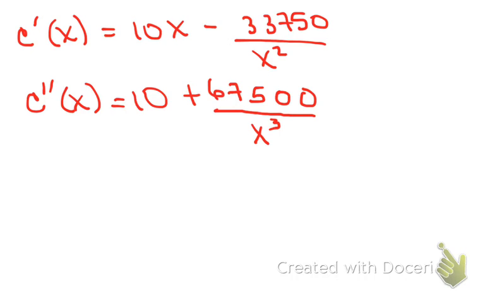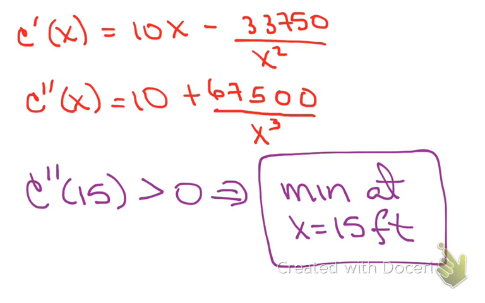So I've got the second derivative, and so using the second derivative test, I need to plug my critical value into that second derivative. When I do, it is clear that c double prime of 15 is greater than 0 because 10 is positive and 67,500 over x cubed is positive as long as the x value you plug in is positive. So when you add two positive numbers, that's positive. So if our second derivative is greater than 0, recall that that indicates that we have a minimum at that value. So this tells us that we do have a minimum at x equals 15 feet.